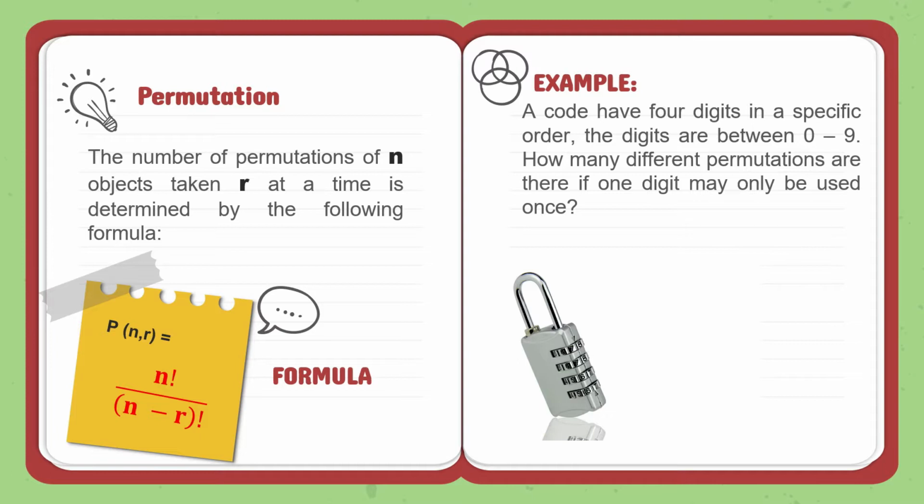A code of 4 digits in a specific order. The digits are between 0 to 9. How many different permutations are there if one digit may only be used once? Based on the given, our n here is 10, which represents the 10 digits from 0 to 9, while our r is 4, which represents the 4-digit code.